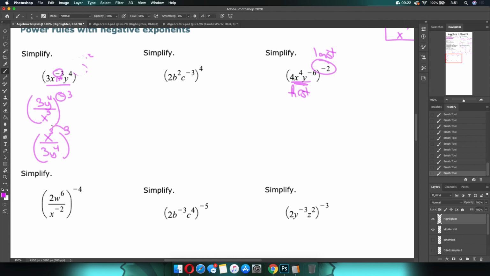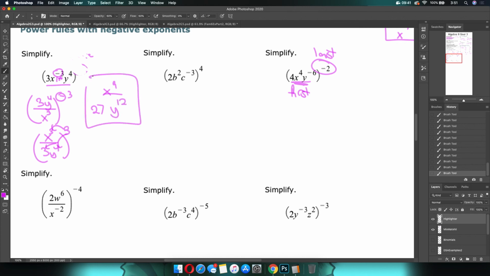So now we're going to take this and distribute that cubed to inside everything. So x to the 3 times 3, that's x to the 9th. 3 to the 3rd, that's 27, because that's 3 times 3 times 3. Y to the 3 times 4 is y to the 12th. That will be your answer for this.